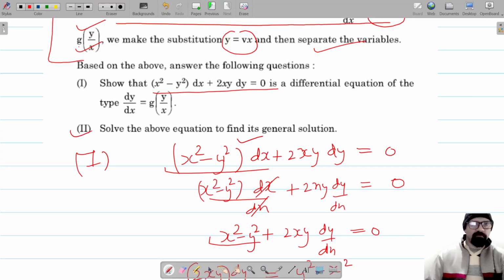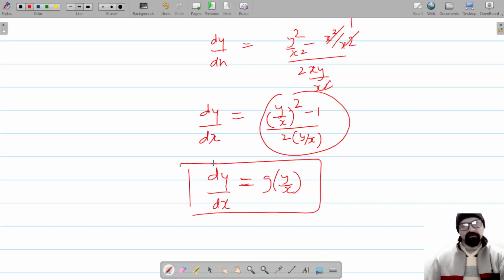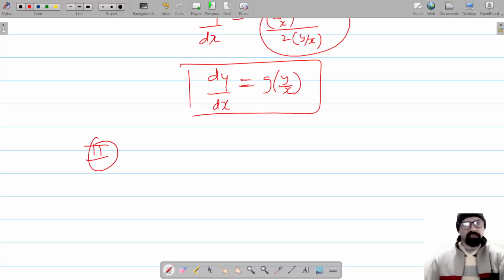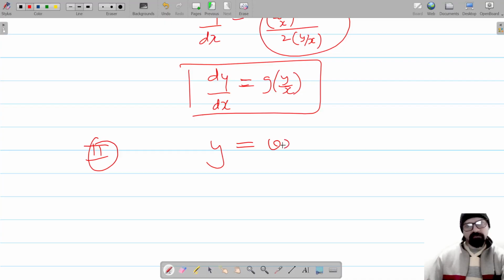अब नेक्स्ट क्वेश्चन है, वी हैव टू सॉल्व द इक्वेशन टू फाइंड दिस जनरल सॉल्यूशन। तो dy/dx, सेकंड जो सब्स्टिट्यूशन हम करेंगे, तो सेकंड केस में हमारे पास, let's say y is equal to vx. So y is equal to vx means differentiating this with respect to x.